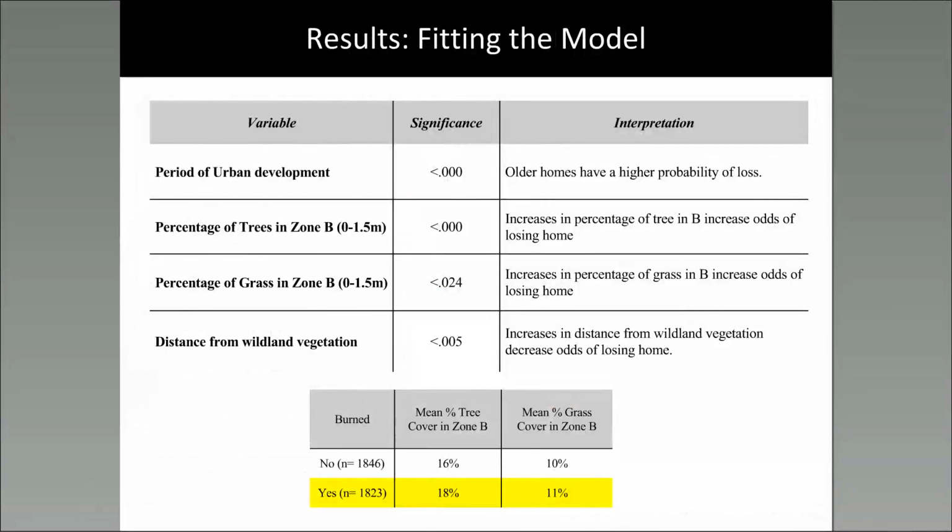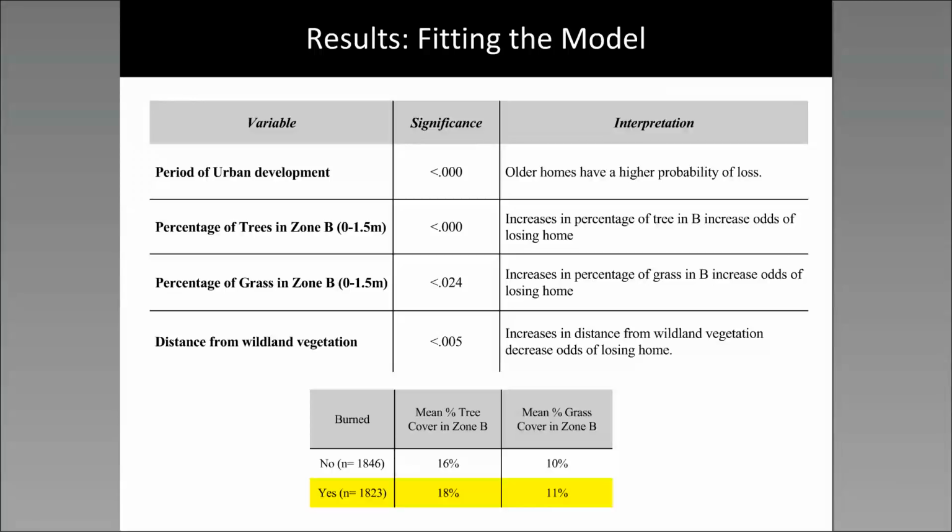So this was the results of our statistical analysis. Just for anyone who doesn't know, the reason it's a binary logistic model rather than a regular regression is because our dependent variable is binary. So the Y was, did it burn or did it survive? So here is our results.